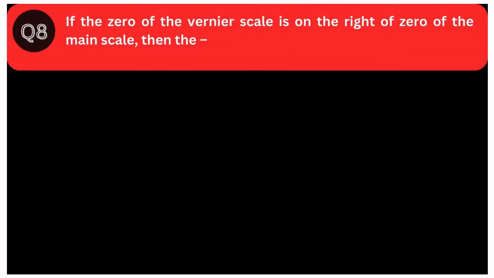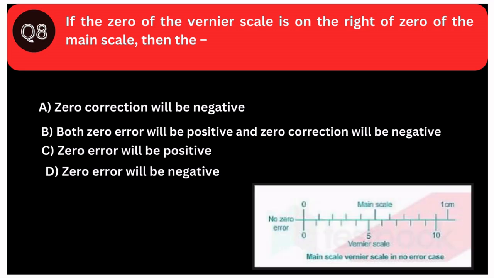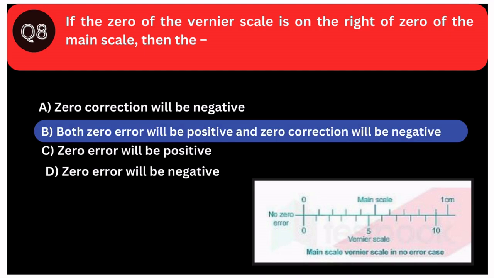If the zero of the vernier scale is on the right of zero of the main scale, then the Option A, zero correction will be negative. B, both zero error will be positive and zero correction will be negative. C, zero error will be positive. D, zero error will be negative. Answer B, both zero error will be positive and zero correction will be negative.